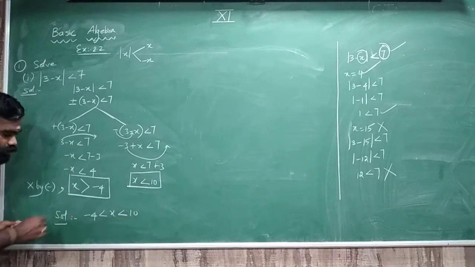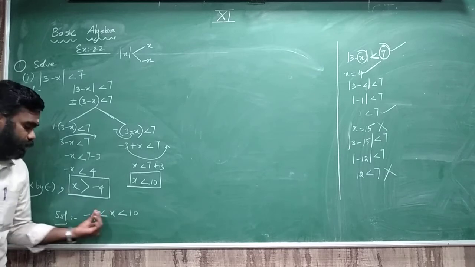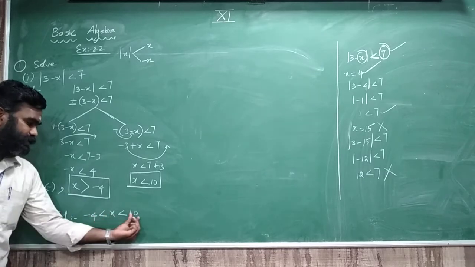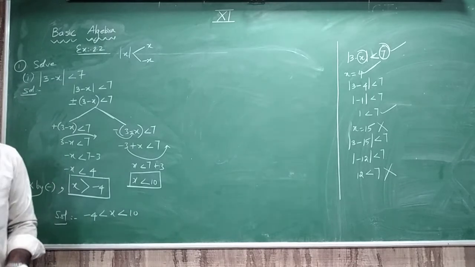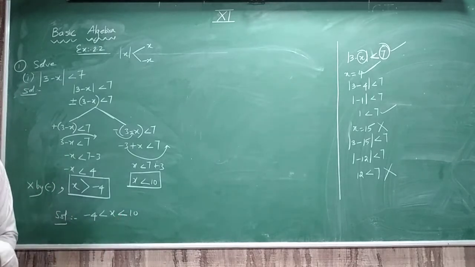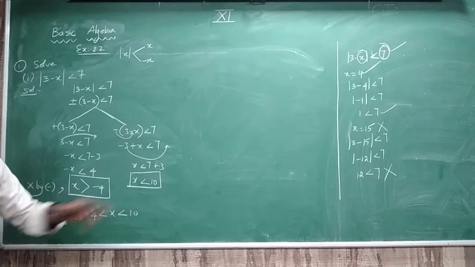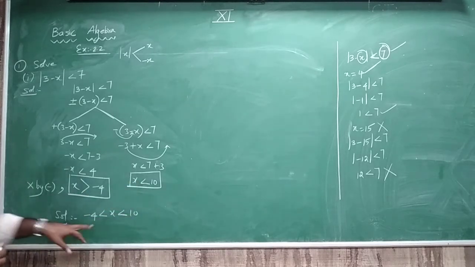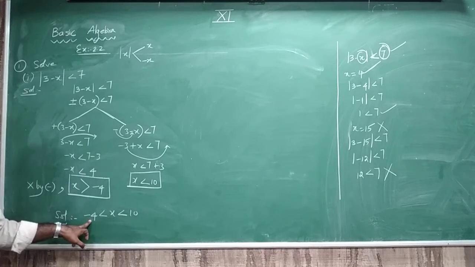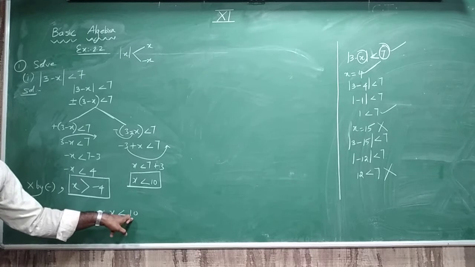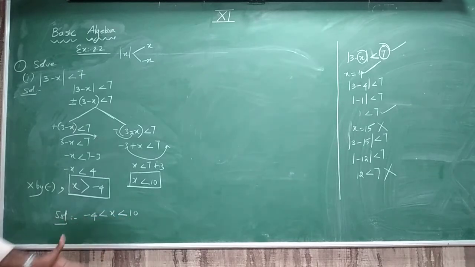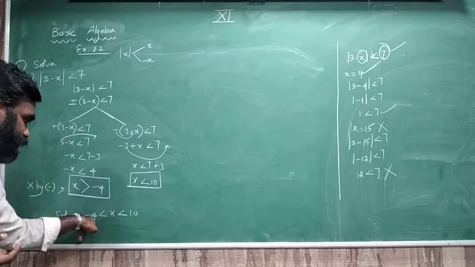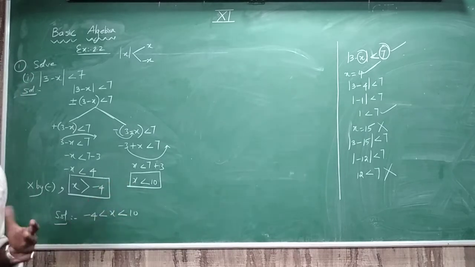How do we need to read it? Always we can read it as -4 less than x less than 10. This is not a proper way to read this inequality. How do we need to read it? X value is greater than -4 and less than 10. This is the proper pronunciation of the inequality. This is the proper value.